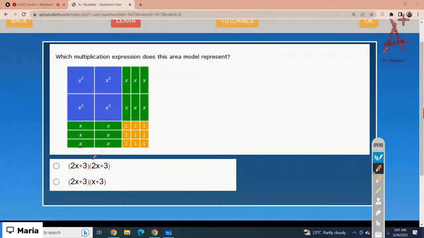Here you have x plus x, so it would be 2x. 1, 2, 3. It would be 2x plus 3. Here you have 1, 2, 2x and 1, 2, 3. So it would be 2x plus 3 and 2x plus 3. So option number 1 is the correct option.